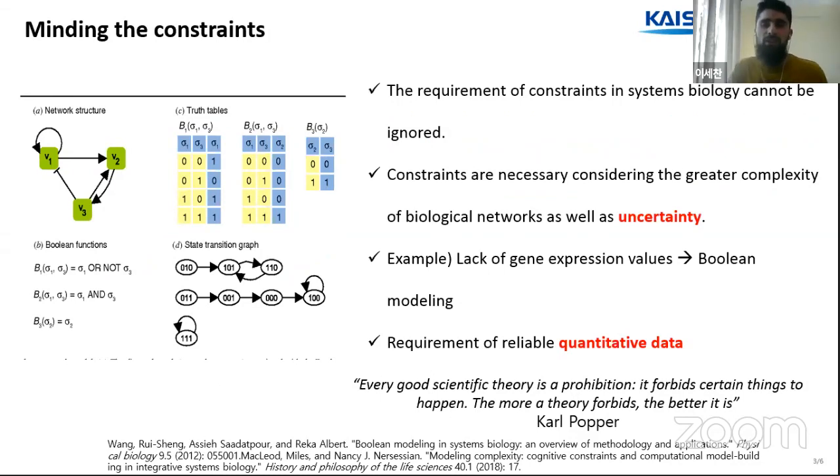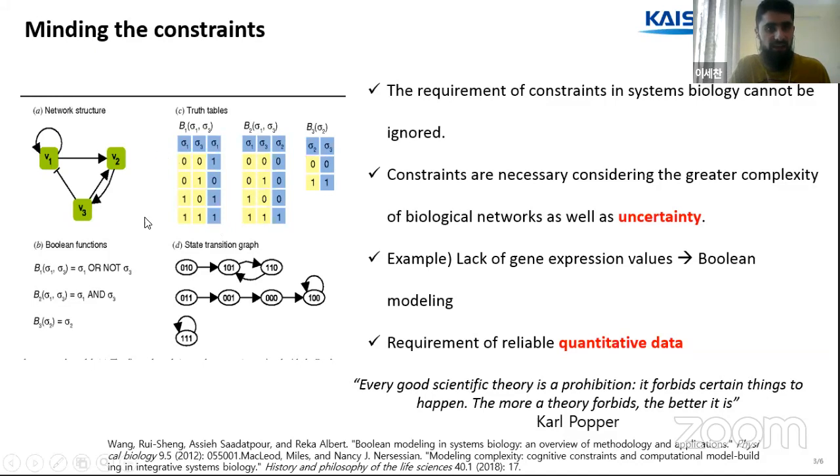So now talking about the network biology approach, as it is a part of systems biology, needless to say, there are some constraints involved. These constraints in systems biology cannot be ignored because biological systems are very complex in nature, as well as there is an element of uncertainty involved. For example, due to the lack of gene expression values, we can just consider Boolean modeling. Now what is Boolean modeling? It is a type of modeling which is done on the basis of Boolean values like 0 and 1.